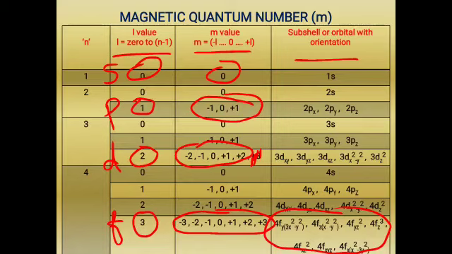If the f subshell is present in the fourth orbit, it is represented along with 4. If it is present in the fifth orbit, it is represented along with 5. So these are the orientations. These are the different orientations of orbitals having different values. These values are calculated from the m value, and the m values mainly depend upon the L value. So this is something about the magnetic quantum number.